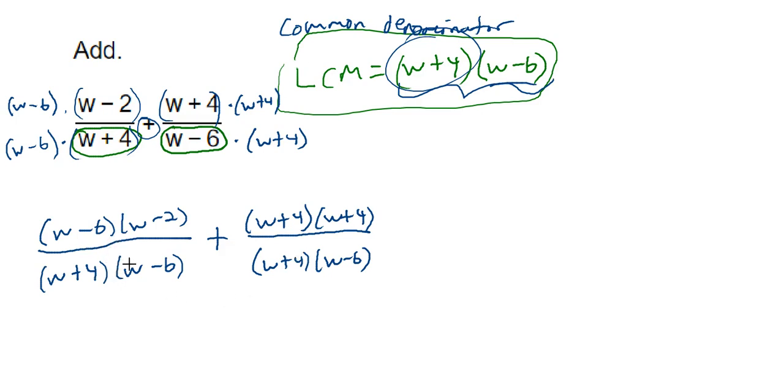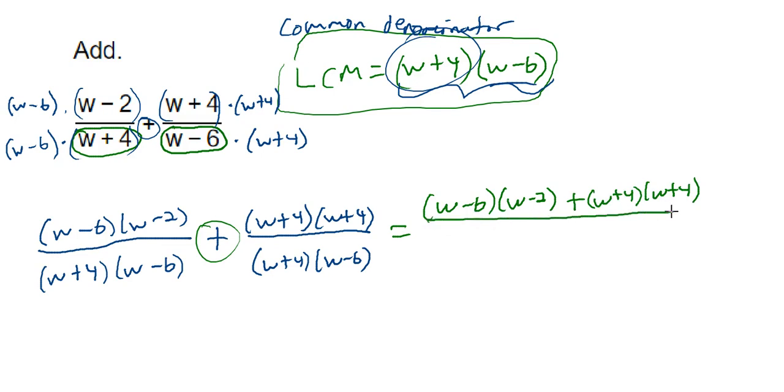And now we have two fractions with the same denominator, so now we can actually add these together. So on top we're going to have w minus 6 times w minus 2 plus, because we're adding, w plus 4 times w plus 4. The whole thing will be over the common denominator, which is w plus 4 times w minus 6. So again, you don't add the denominators. The denominator just stays the same as the common denominator. All right, so this will just stay the same as what these two denominators were.